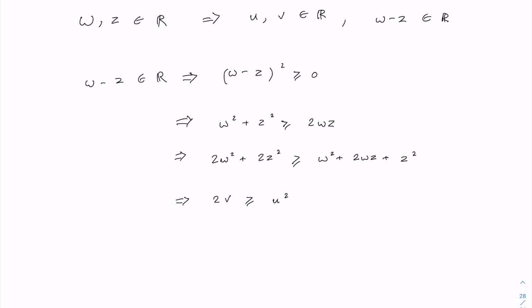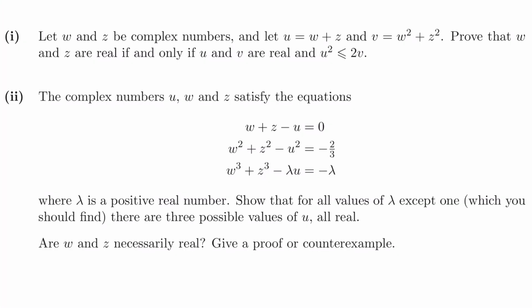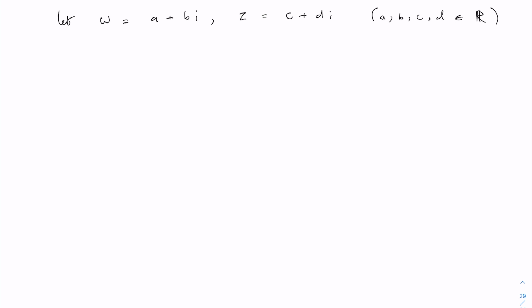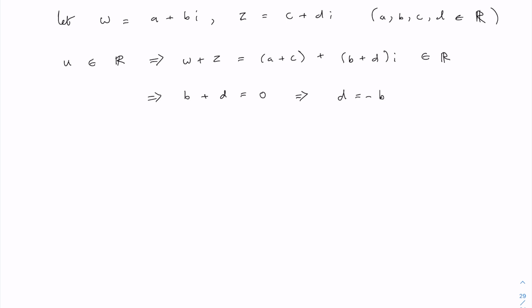Now, going back the other way, we have to prove that if u and v are real and the inequality holds, then w and z are real. But the first way I thought of to do this is to let w and z be general complex numbers, and then to try to show that the premises imply that their imaginary parts must be 0. So we're assuming that u, which is equal to w plus z, is real, and writing that in terms of its components, we must have that the imaginary component, b plus d, is equal to 0. So z can then be expressed in terms of c and b only, and that then makes the next step slightly easier when we come to considering the consequences of v being real.